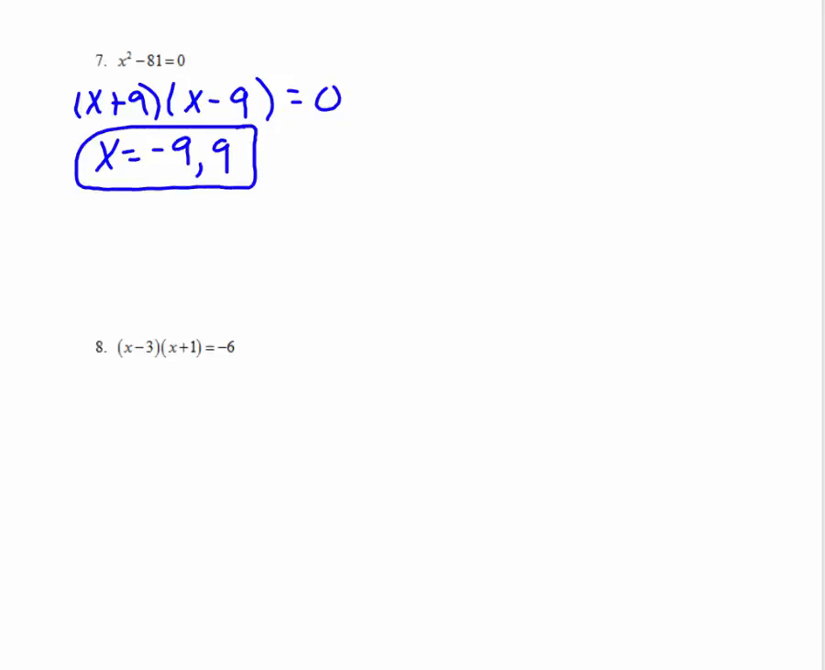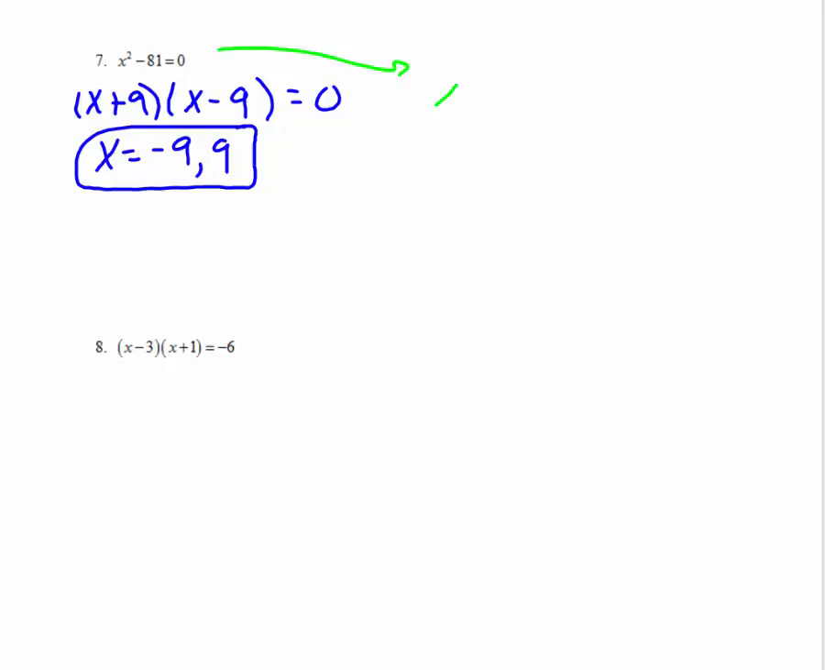Number 7, x squared minus 81 equals 0. If you want to use the quadratic formula, you can, but this one is factorable because it is a difference of squares. Factors into x plus 9 times x minus 9 equaling 0. So x would equal negative 9 and positive 9. So you could actually use the quadratic formula with a being 1, b being 0, and c being negative 81. But that is a longer method.